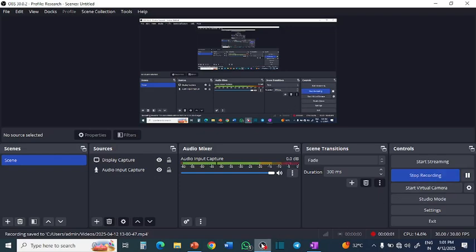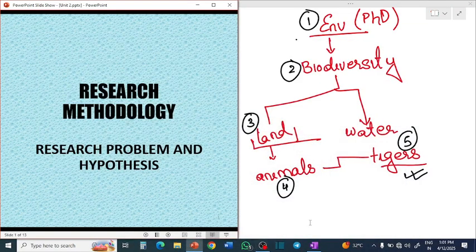Welcome everyone. Today we will complete our whole of Unit 2. As you know, we have already completed Unit 2. So today we'll just revise this part because it has some parts which are very important and interesting in research methodology.